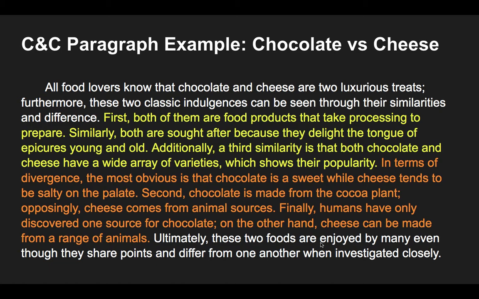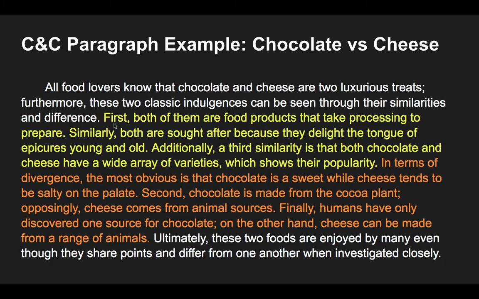So let's take a look at it. All food lovers know that chocolate and cheese are two luxurious treats. Furthermore, these two classic indulgences can be seen through their similarities and differences. That would need an S on the end there, but that's why we do our drafting process and then give it a little rest, what we call soak time, and then read it again, because we'll find mistakes. What we see is that the topic sentence sets up the things we're looking at, and it also frames the fact that we're going to be looking for similarities and differences.